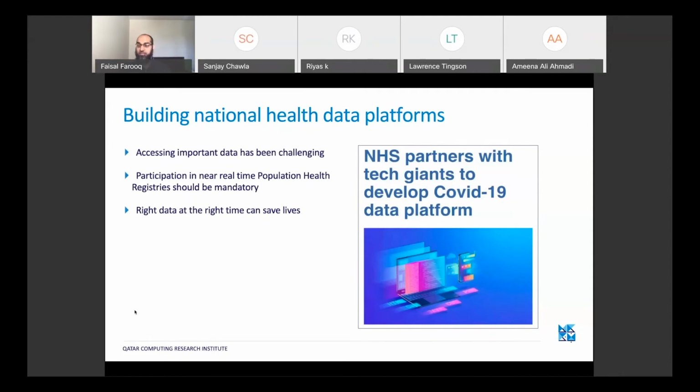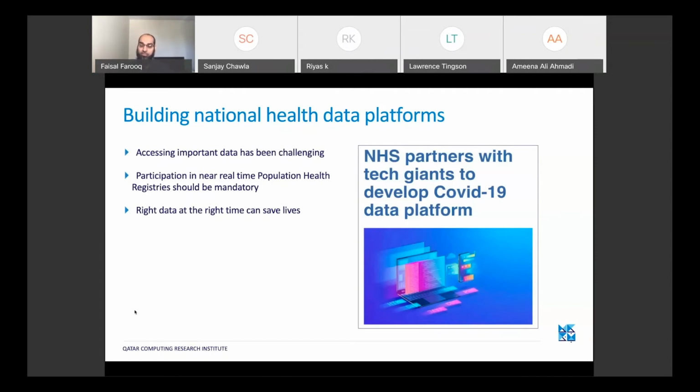In fact, NHS just partnered with a tech giant to develop a COVID-19 data platform. In fact, they plan to grow it into a bigger national data platform, but at least start off with a COVID-19 platform. So again, this was sort of talking about the preparedness aspects of what we could do or what we could have done before the pandemic started.